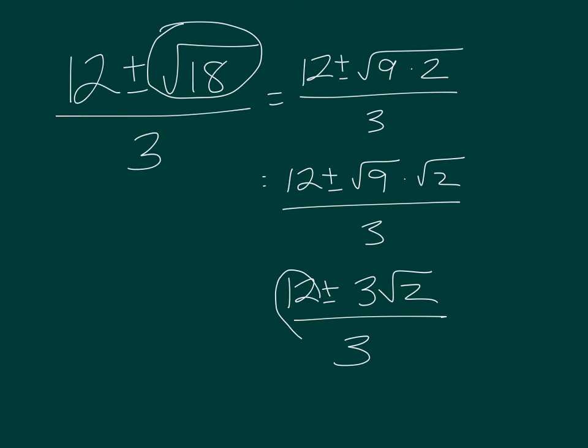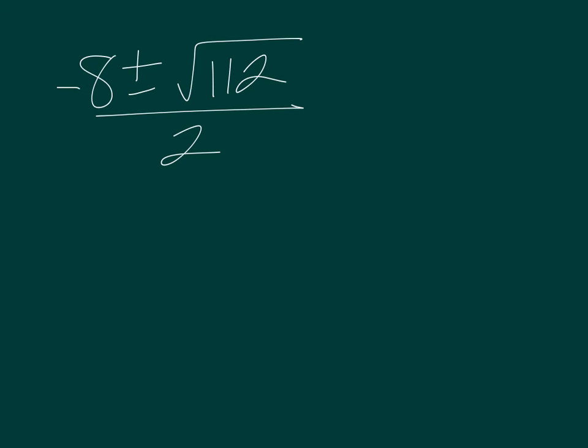And then I can simplify my numerator and denominator because I have the 3 on the bottom. So 12 over 3 is 4. These 3's cancel out, so I have 4 plus or minus the square root of 2. Now I'm not going to combine those because they're unlike terms. So 4 is just a regular integer and the square root of 2 is under a radical, so I can't add those together. Next slide.